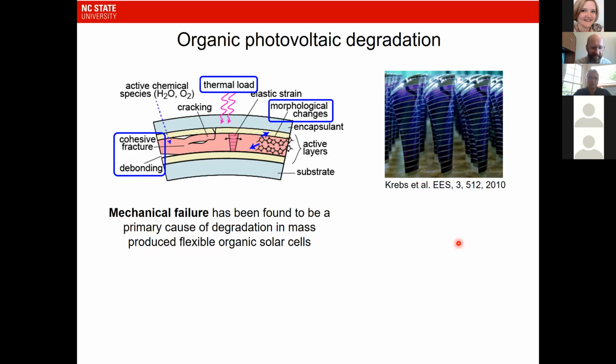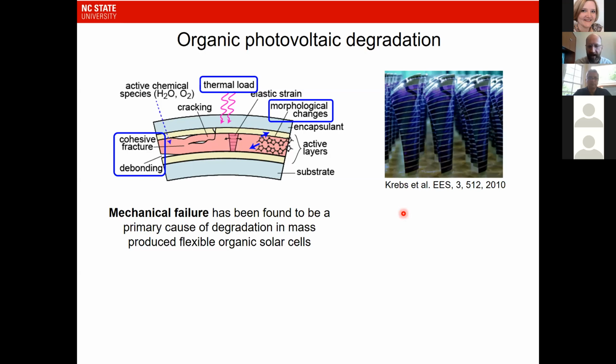And so one of the advantages people always point to is that they can be solution coated on plastic, at room temperature, and be flexible. And so people often want to just make flexible solar cells. And these are flexible solar cells here, all bent and stacked. In this paper, which was one of the early ones mass producing these flexible solar cells, they noticed that mechanical failure was a really common failure mechanism. And so we wanted to look at what is the reason for that? What's the origin of that mechanical failure?